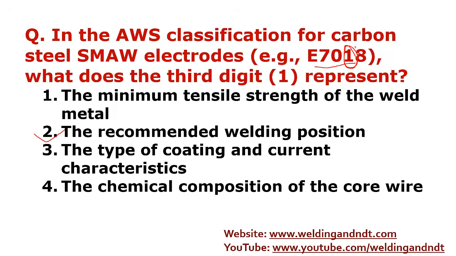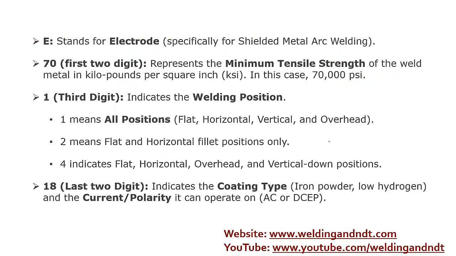The third digit, or it would be better to call it the second last digit, will indicate the recommended welding position, meaning which position this electrode can be used in. So let us understand the first alphabet. Any electrode name starts with E, like E7018. E stands for electrode, specifically shielded metal arc welding electrode.